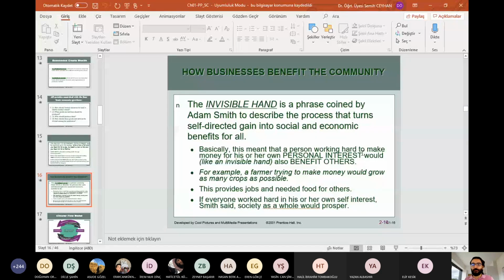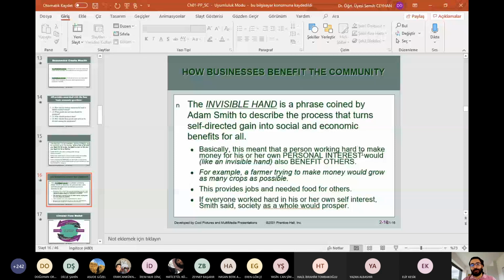So if everyone worked hard in his self-interest, Adam Smith said that society would grow and benefit from that. This is what we call the invisible hand. It says don't intervene in the economy. Just leave it, because when everyone works for their self-interest, they also contribute to societal well-being.